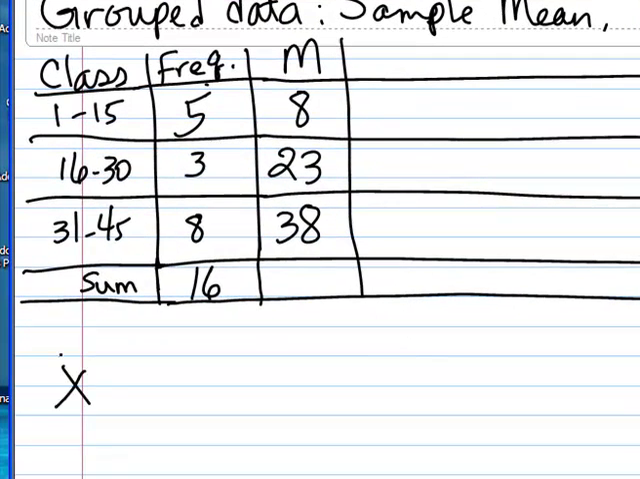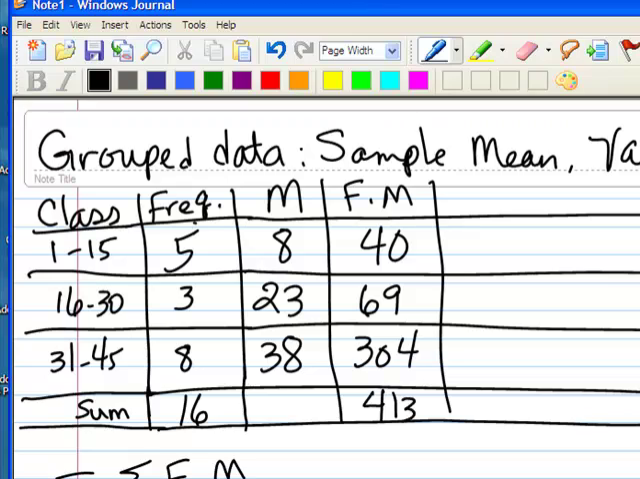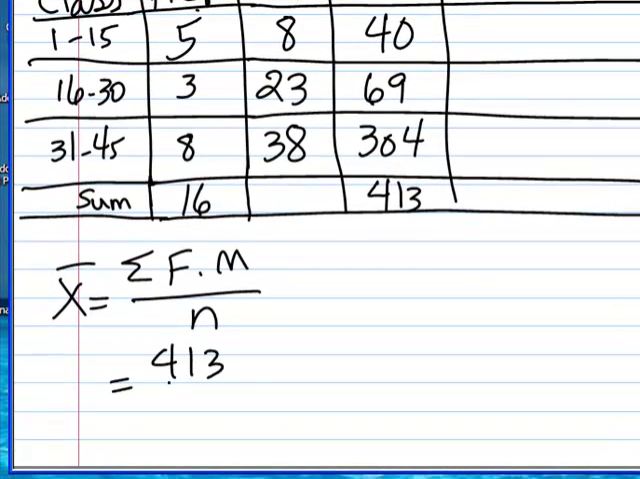To compute the mean, the formula from your book says summation of f times m divided by n, meaning multiply f times m for each class, then sum it all up and divide by n. So f times m: 5 times 8 is 40, 3 times 23 is 69, and 8 times 38 is 304. The summation of it all is 413. Therefore, the sample mean is 413 divided by 16, which is the sample size, and we get 25.8.